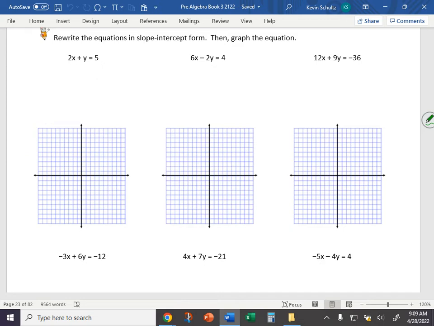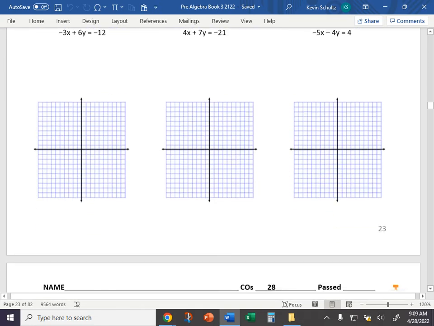Pick one you'd like to go over. The last one, that's always the hardest. I'll pick Tony because he had his hand up. Last one. Okay. So negative 5x minus 4y equals 4.